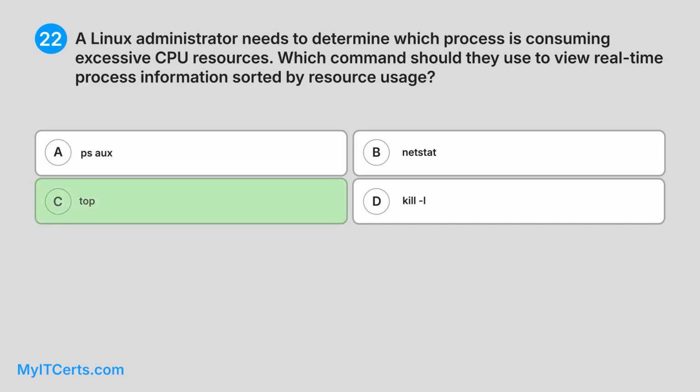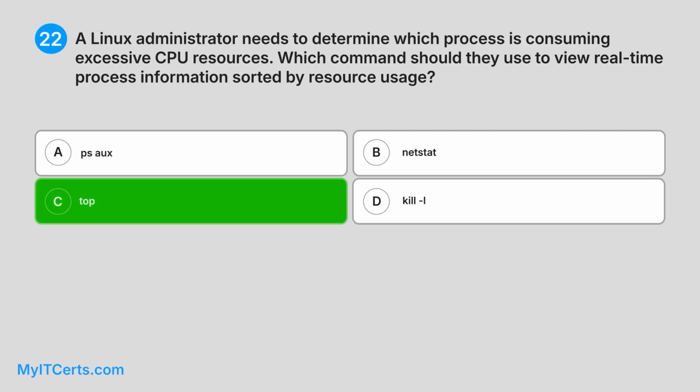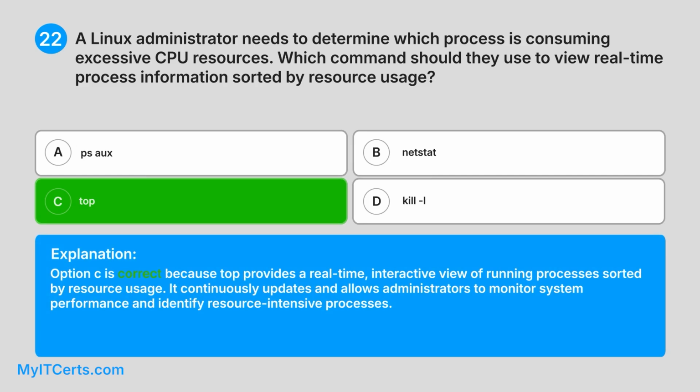Correct answer: C. top. Explanation: Option C is correct because top provides a real-time interactive view of running processes sorted by resource usage. It continuously updates and allows administrators to monitor system performance and identify resource-intensive processes.